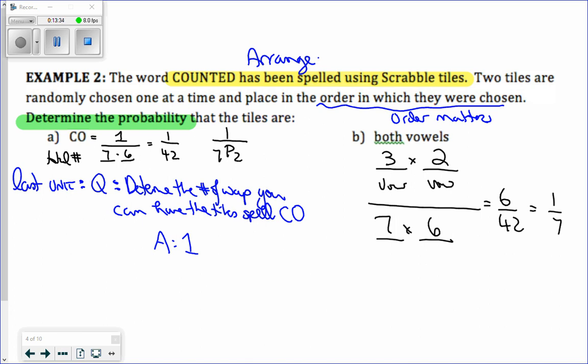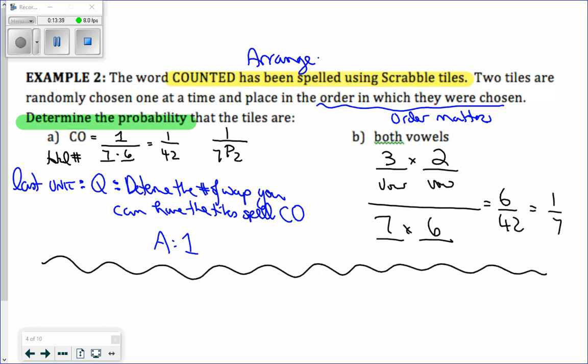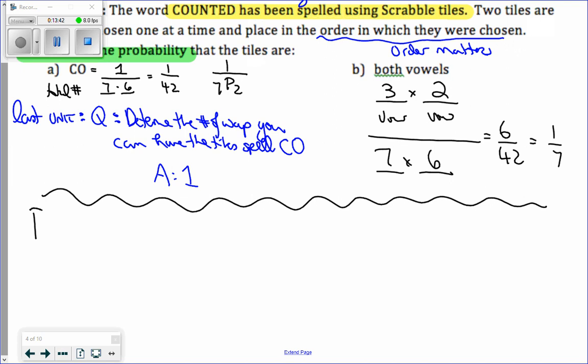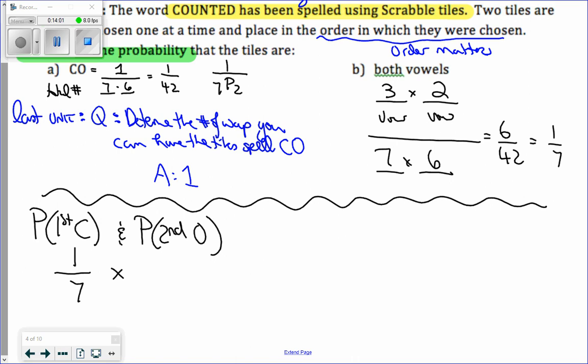Okay. So if you don't like that, think of the probability that the first letter is a C and the second is the O. How many C's do you have? Out of how many tiles? And how many O's do you have? Out of how many tiles? Right, because you already selected the C out of it. Same answer.